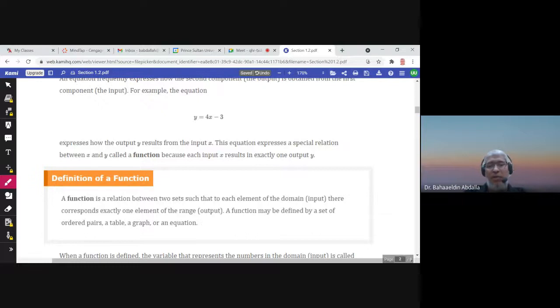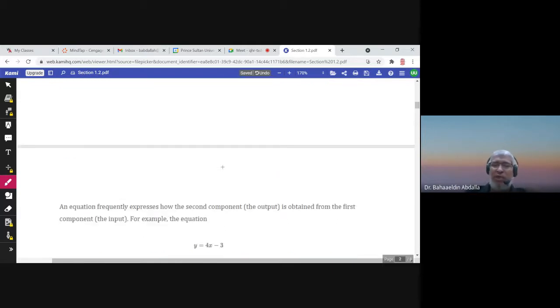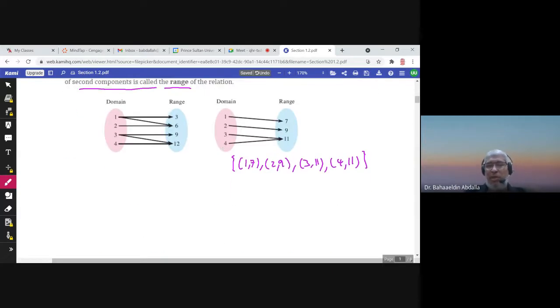Now, when would a relation be a function? The functions are special relations. What happens is that each input x results in exactly one output y. So for example, this relation is a function because each input results in one output.